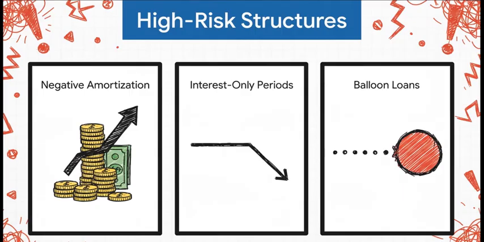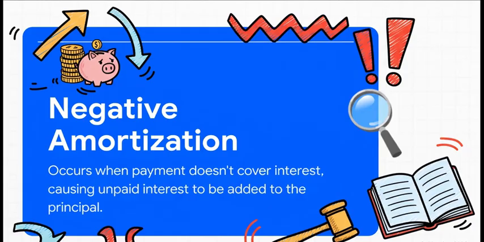These 3 are critical: negative amortization, interest-only periods, and balloon loans. They all deviate from that standard, predictable paydown of principal, and each one introduces unique risks to the borrower. Because of that, they are subject to very strict disclosure requirements. So for negative amortization, the key takeaway is this: the loan balance actually increases even though the borrower is making payments. That is its defining characteristic. For a regulator and for the exam, this is a massive red flag that signals significant risk to the consumer.